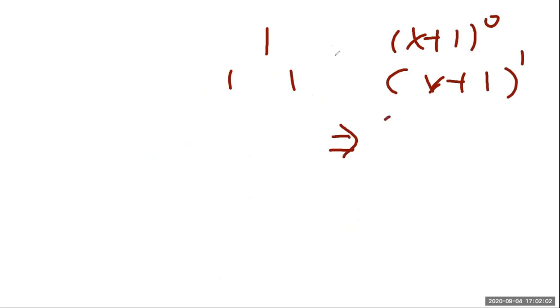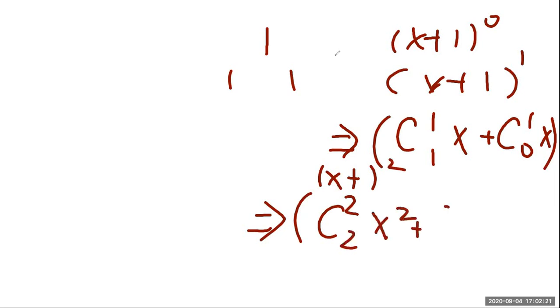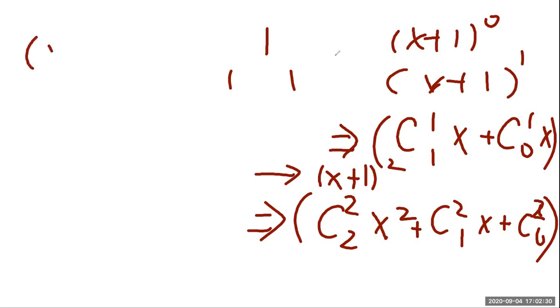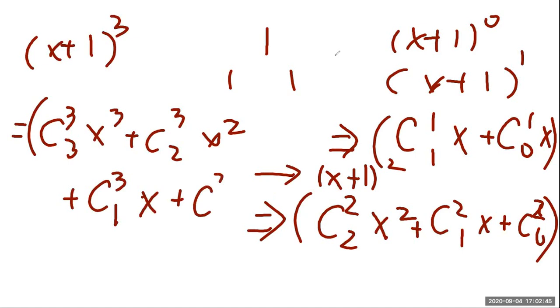So this one is also equal to C1 pick 1 x plus C1 pick 0. And x plus 1 squared will be C2 pick 2 x squared plus C2 pick 1 x plus C2 pick 0. And x plus 1 cubed would be C3 pick 3 x cubed plus C3 pick 2 x squared plus C3 pick 1 x plus C3 pick 0.